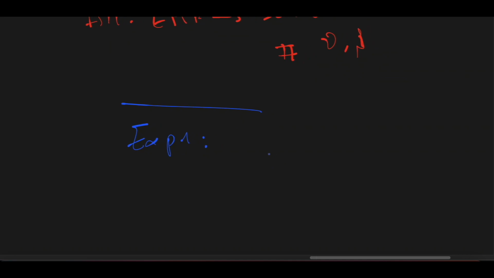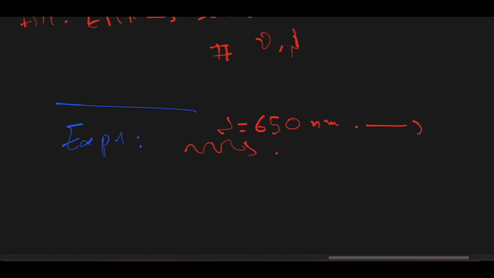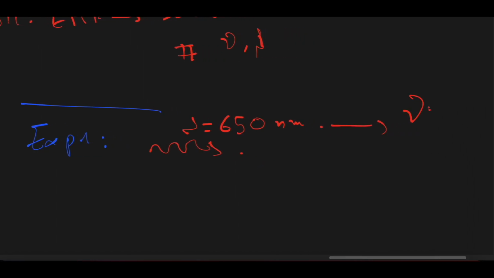We have a red light. This red light is due to this emission, which has a wavelength equivalent to 650 nanometers. It is responsible for the bright red lines from the fireworks. We are asked to calculate its frequency.